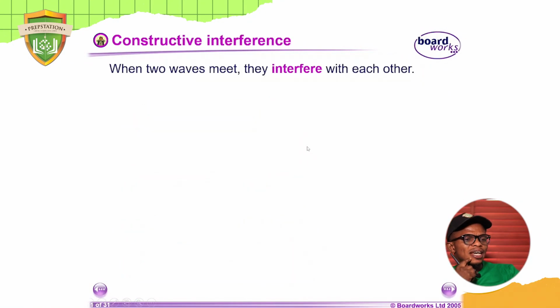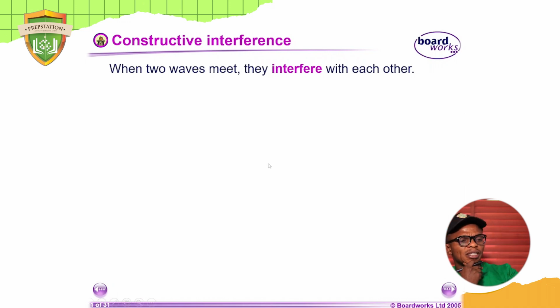What is interference? Just like the word interfere, what does it mean? When two things meet, when two things interfere. Interference of waves. The word interfere here has to do with more than one wave. So interfere means having two waves coming together to meet. But the interesting thing about this is that when two waves meet, something happens, and that is what I'll be explaining here.